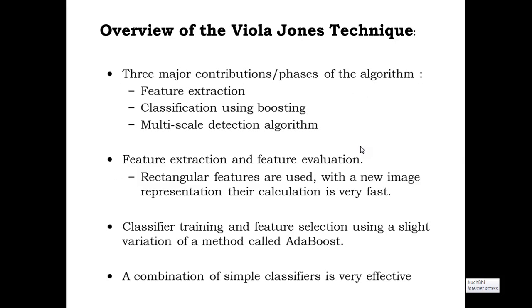Now let's talk about what this whole technique is about, how it works, and how it came up. In this technique there are three major contributions, or phases of the algorithm. First is feature extraction. What happens in feature extraction? Rectangular features are used with a new image representation, and their calculation is very fast. The next is classification using boosting. In this, the classifier training and feature selection using a slight variation of a method called AdaBoost is taken into account. Then the third one is the multi-scale detection algorithm, which is a combination of simple classifiers and it is very effective.